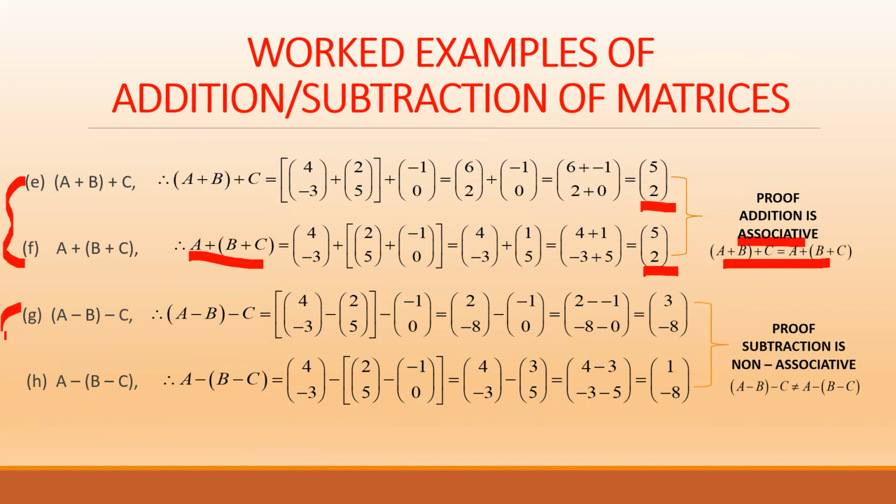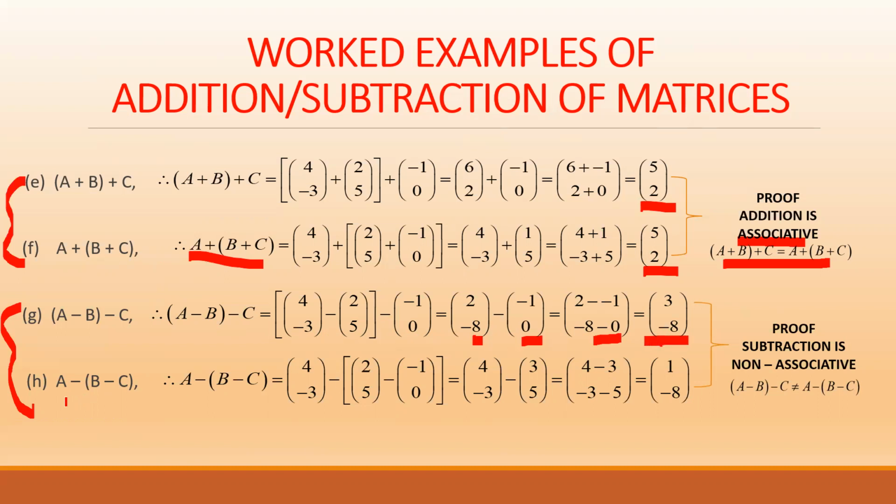Let us go to the last property here, which is proving if subtraction of matrices is associative. So again, guys, we write down the 3 matrices, put the subtraction sign between them, and we group the first 2. When we group the first 2, we work it out first, and we get this, and then we subtract it from C, which is this, and we show it there, and we got that as our answer, 3, negative 8.